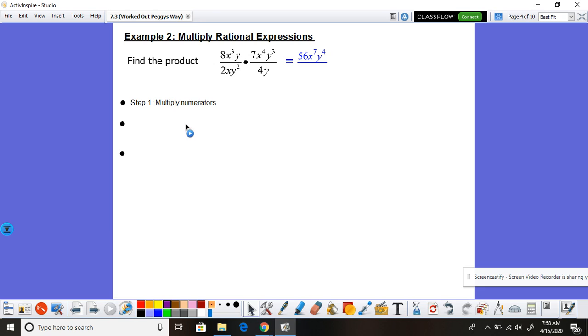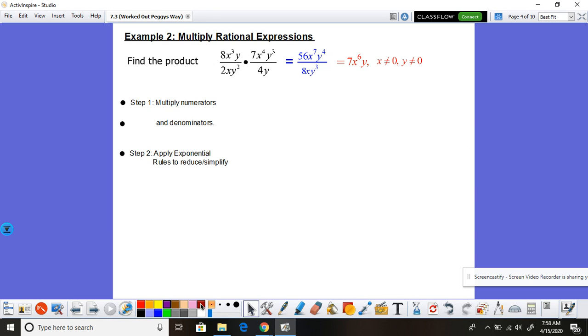Okay, now we're going to do the same thing with the denominators. So we do the same thing with the denominators. 2 times 4 is 8. X times nothing is x. Y squared times y is y to the third. And then from here, we take our like terms and we just simplify. We use the properties of exponents and simplify.